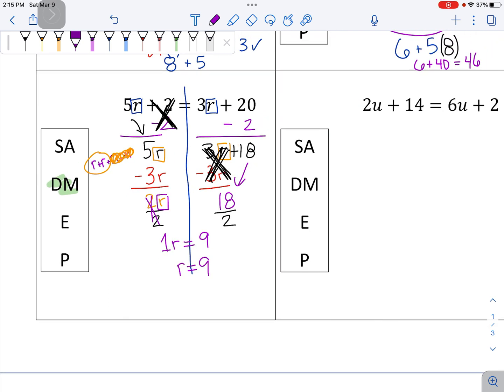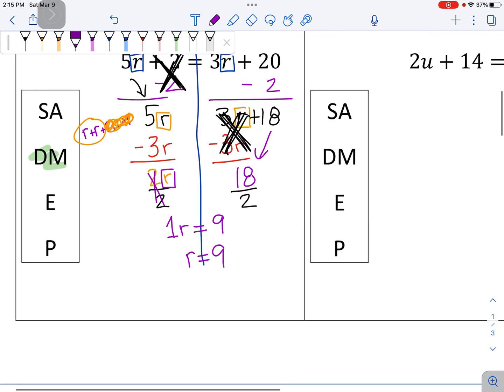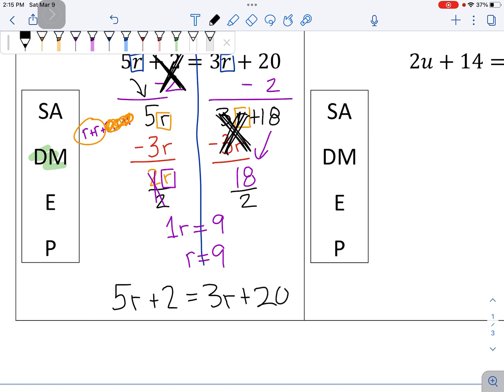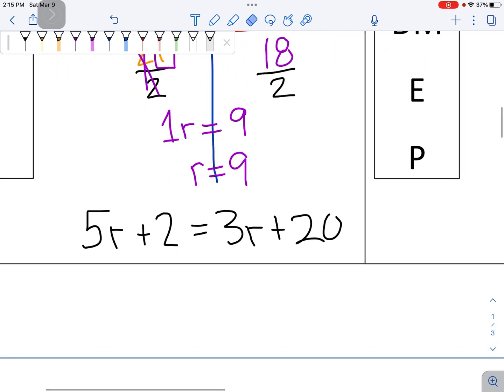Okay, going back to the original problem, oofta. 5r plus 2 equals 3r plus 20. Okay, replace the r's with 9s. Here we go. 9 in parentheses so it doesn't look like 59. Replace that r.